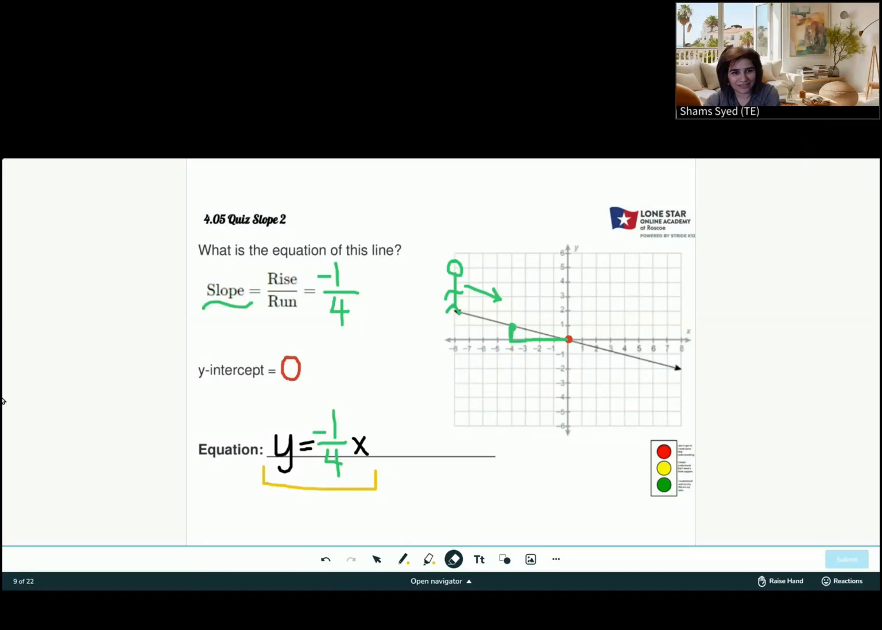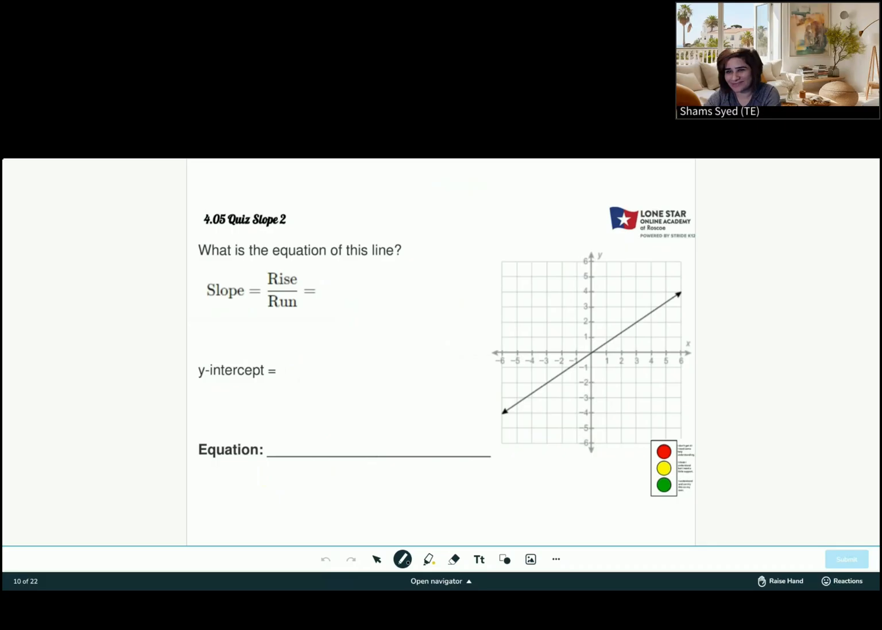Let's try another proportional graph. Again, proportional means it passes through the origin, the 0, 0. That tells you the y-intercept is 0 because it's cutting the y-axis at 0. The equation has an add 0, right? Let's not confuse anybody. This is quiz 5.02. And let's complete the rest of the equation.